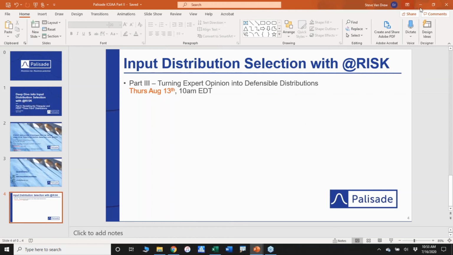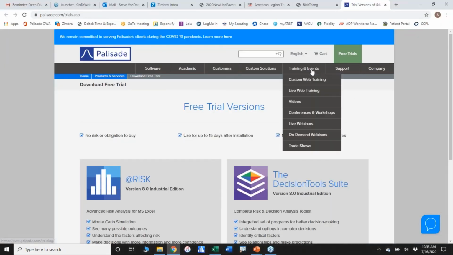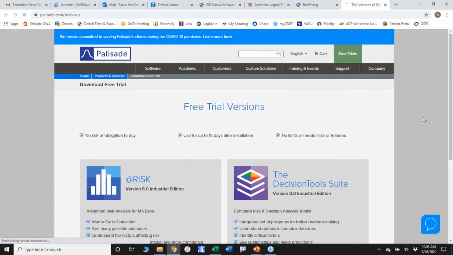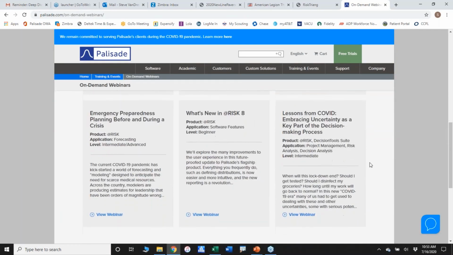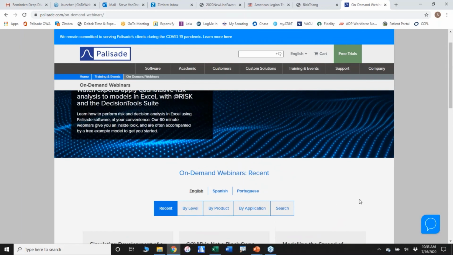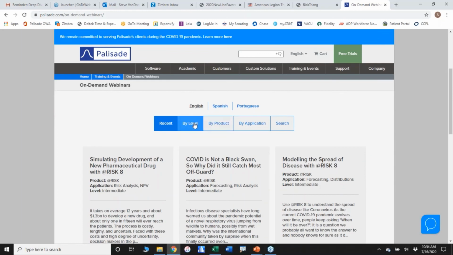And as long as we're here, and as long as we've got another minute or so, another thing I wanted to show you about At-Risk is at the At-Risk website. Even if you don't have the software, you can go into training and events. You can click on live or on-demand webinars. And on-demand webinars is Palisade's recorded versions of every webinar that's ever been given. You can filter down on these by recent ones. You can go by level: beginner, intermediate, expert. You can go by product, which is going to be At-Risk and the other tools. You can go by application.